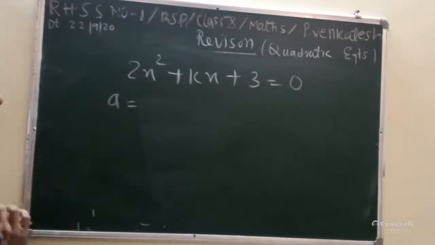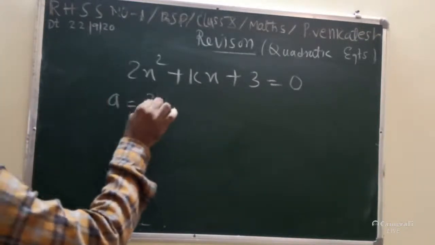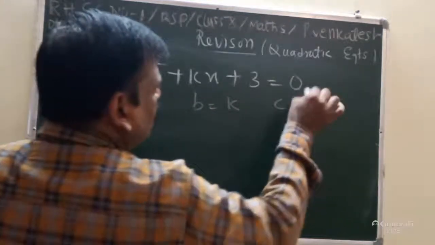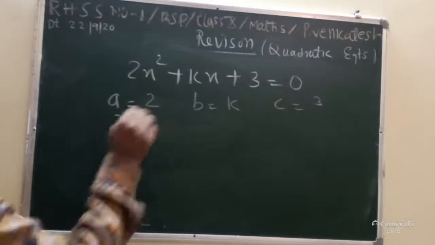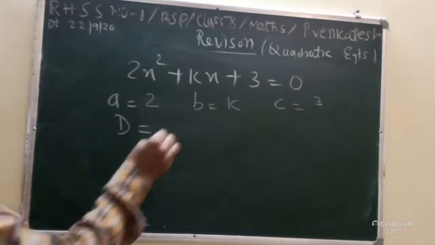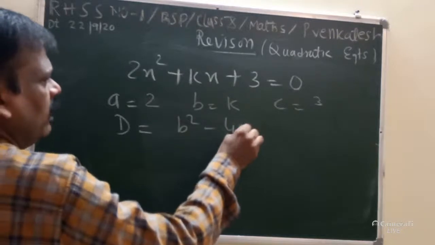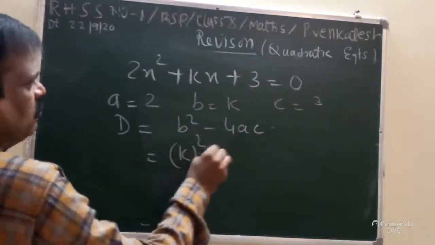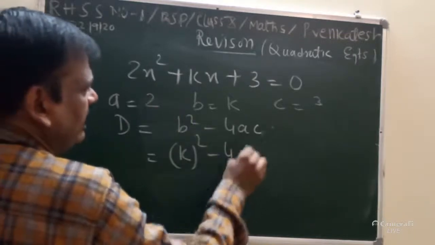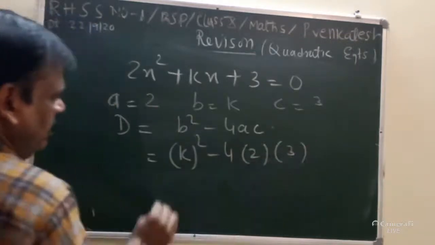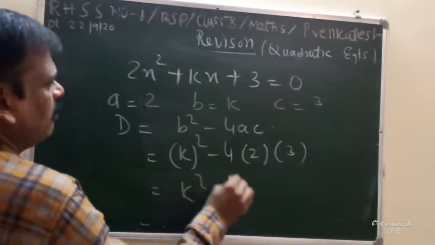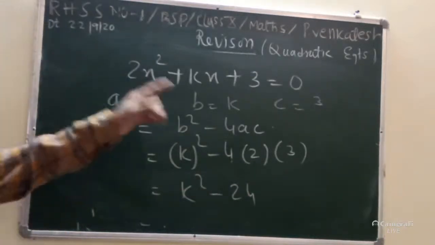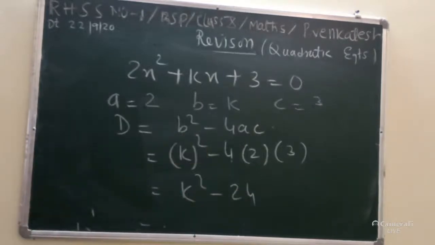Just what is the value of a? Coefficient of x squared, 2. What is b? b equal to k. c equal to 3. First of all, find the value of d. d equal to what? b square minus 4ac. What is b? k, whole square, minus 4 into a into c, which is 3. Or this equal to k square minus 4 into 2 into 3, that is 24. So the value of d you got is k square minus 24.